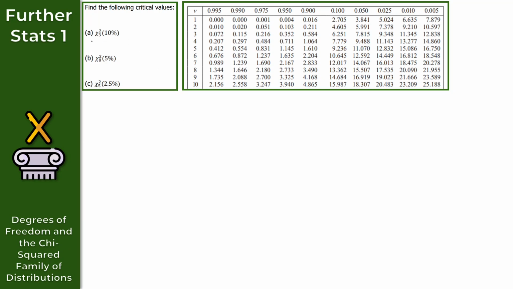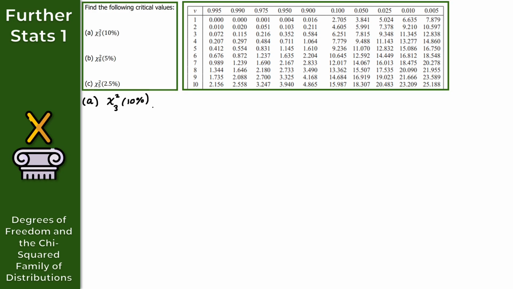And as you can see here, we are given 3 parts. We've got part A, part B, and then finally part C here. So let's begin with part A. So for part A then, what do we have here? Well, I've got a chi-squared distribution here. So we've got the chi-squared distribution where the degrees of freedom is equal to 3. So chi-squared with 3 degrees of freedom. And this is at the 10% level of significance.